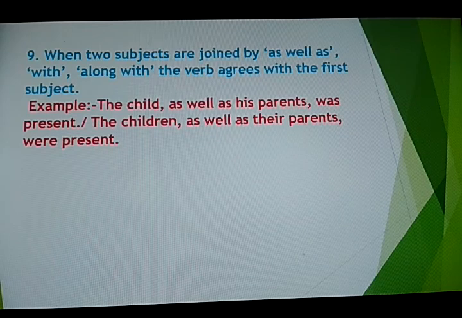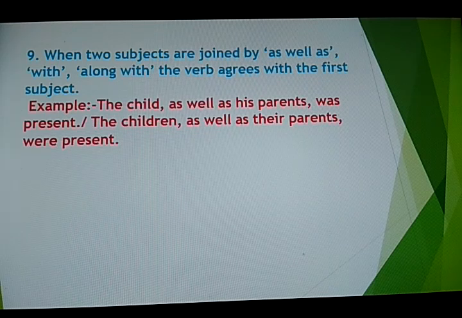Number 9, when two subjects are joined by as well as, with, along with, the verb agrees with the first subject. The example is: the child as well as his parents was present. The children as well as their parents were present. Which is the first subject? The child, and his parents is the second subject. The child is singular, so we are taking was.